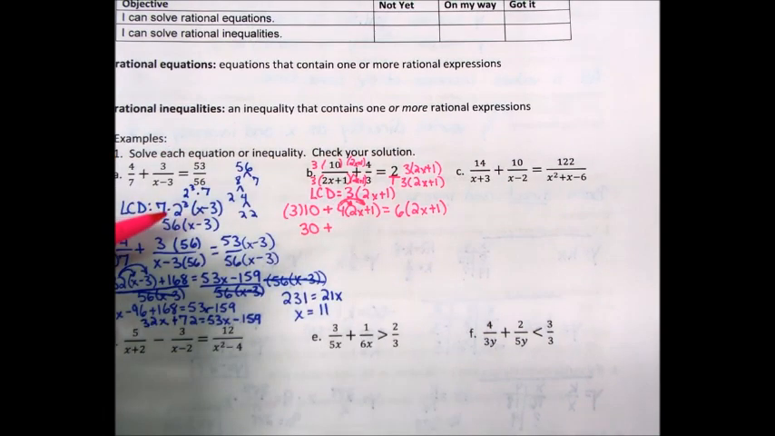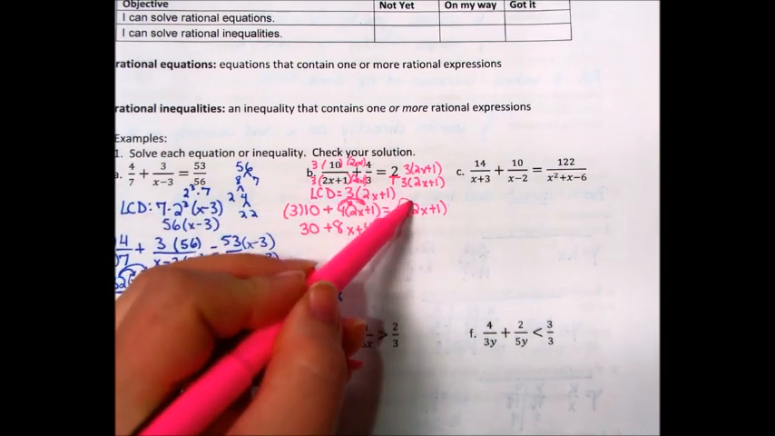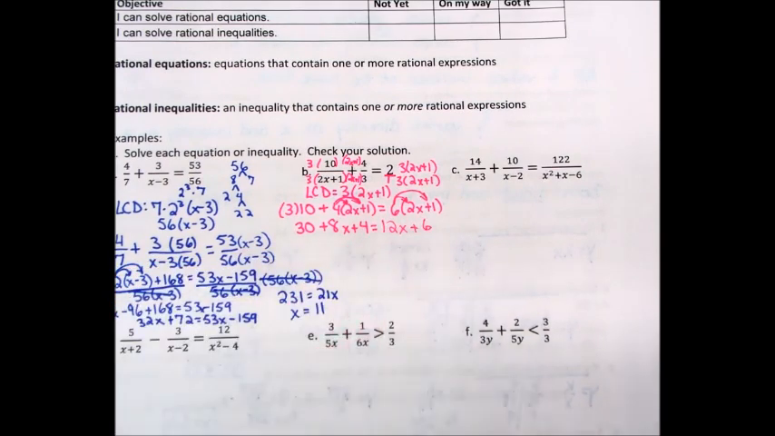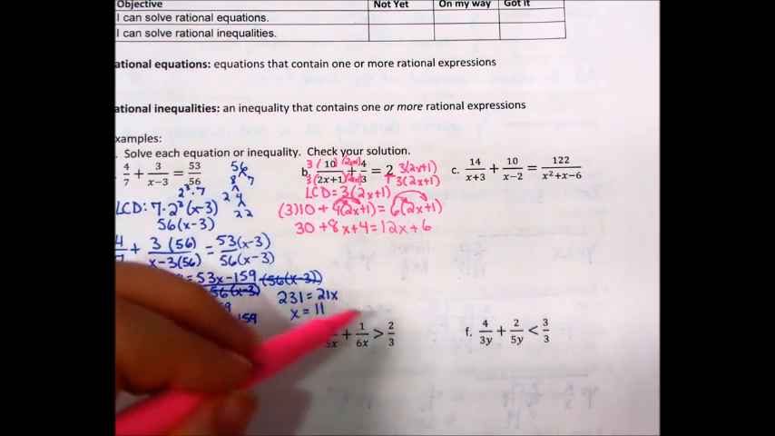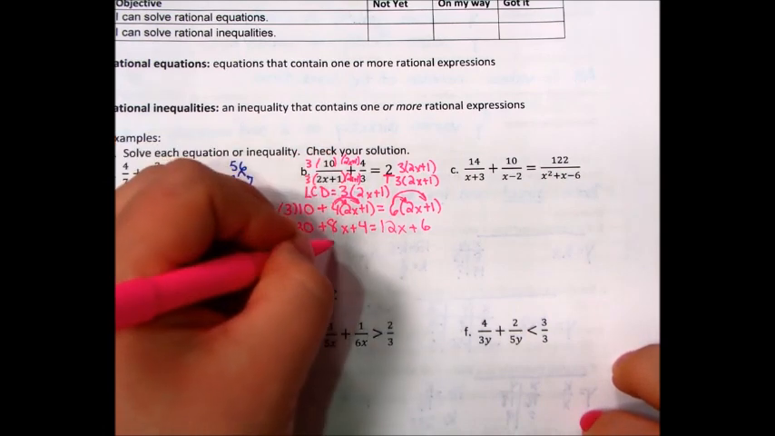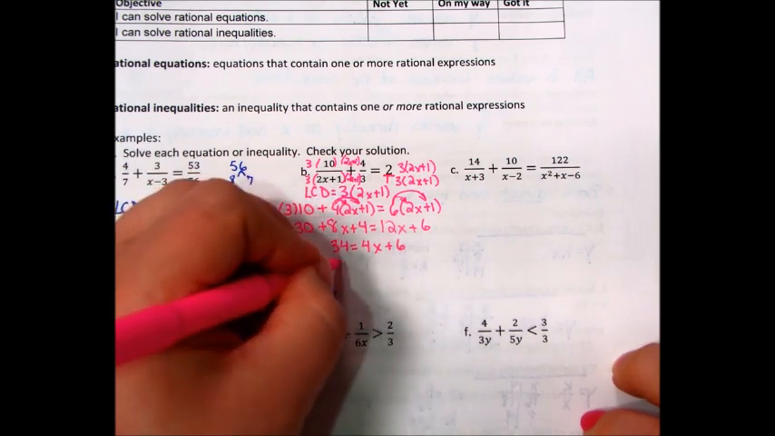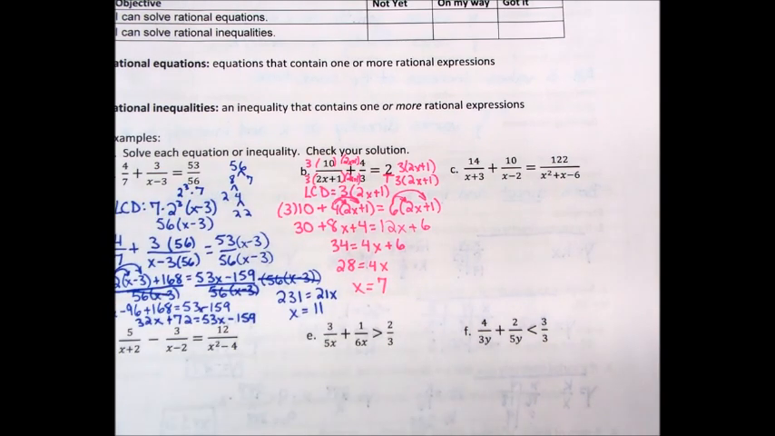Distribute your 4 inside. So I have 8x plus 4. Distribute the 6 inside. So I have 12x plus 6. So I'm going to give you a moment. Go ahead and finish solving this equation out. I'm going to show my steps so that you can check your answers. So we get that x is equal to 7.